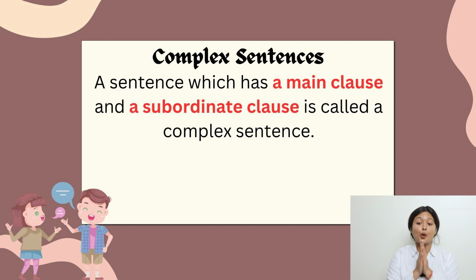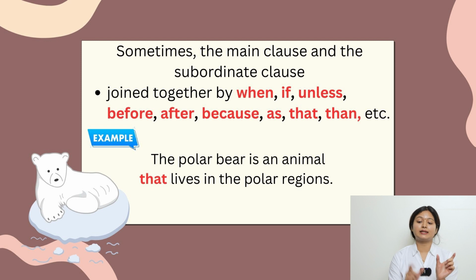Now let's move to the complex sentences. A sentence which has a main clause and a subordinate clause is called a complex sentence. Sometimes the main clause and the subordinate clause are joined together by when, if, unless, before, after, because, as, that, then, etc. So for example, the polar bear is an animal that lives in the polar region. The polar bear is an animal is the main clause, and the word that indicates the conjunction, and then we have lives in the polar region.